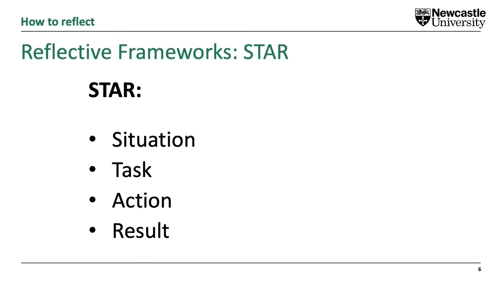STAR. The STAR model has 4 stages, so is a bit more complex. It asks you firstly to outline the situation and give the reader a bit of context, before focusing on the task or what you are aiming to achieve. You're then asked to outline the actions you took towards that goal with your reasoning and decision making, and then finally to describe the result or outcome, and perhaps evaluate it or explain why it worked or didn't work.